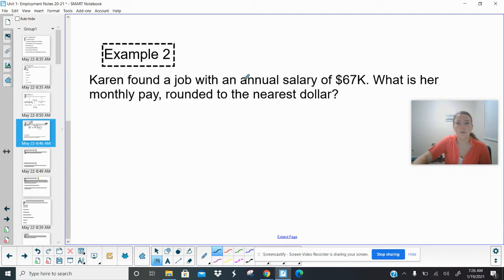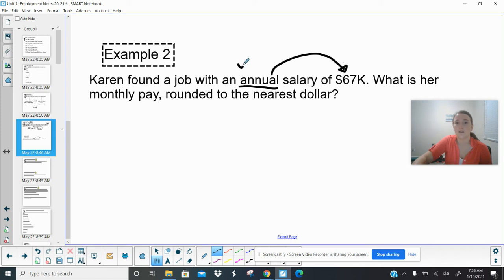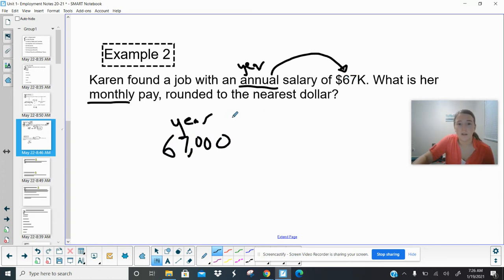So Karen found a job with an annual salary of 67K. Once again, think about what that is and write it down. And then you want to make a note. As you read these problems, I recommend you annotate as you read. Annual salary, a year, of 67,000. What is her monthly pay? So I'm going to write this down. We have year. This is, again, 67,000, so hopefully you remember that. And you want to put a little arrow to what time period are we going to? What does it tell us? Monthly. So we are going from a year to a month.